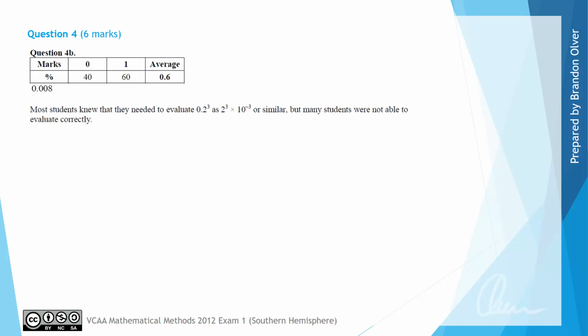For part B of this question, the examiner states that most students knew they needed to evaluate 0.2 cubed or similar, but students were not able to evaluate it correctly. Only 60% of students got the mark in this exam.